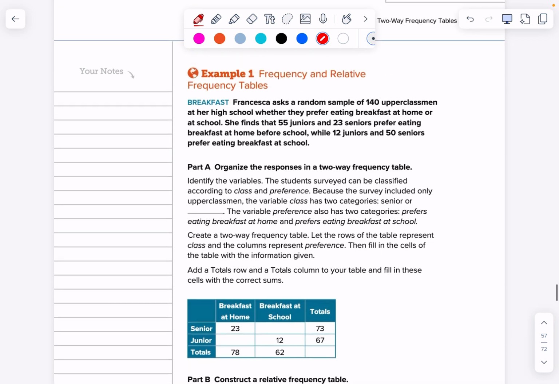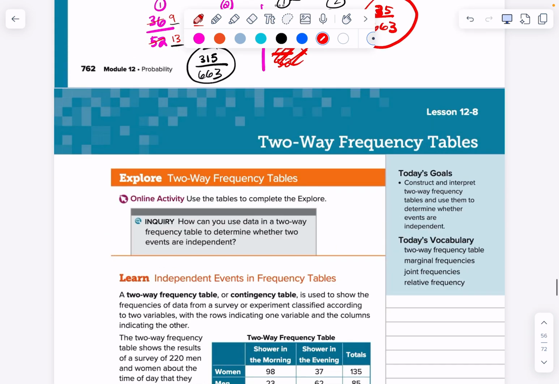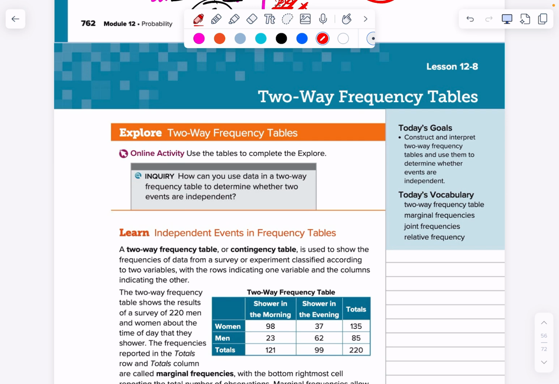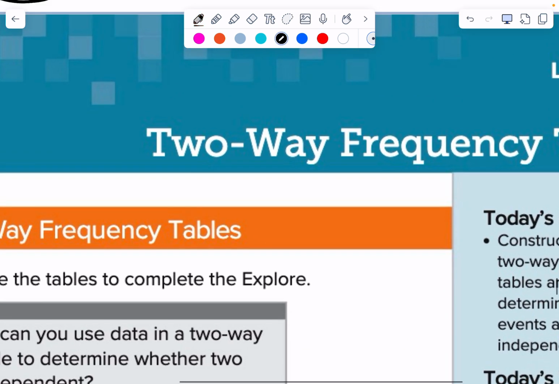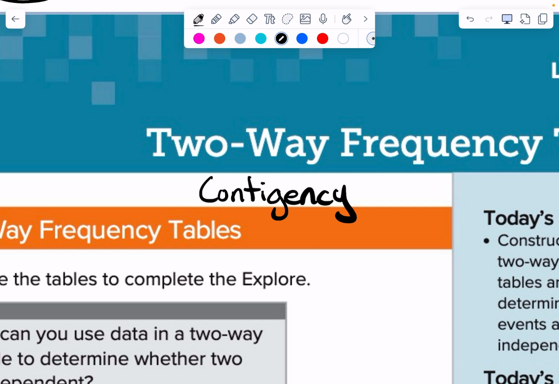All right, we have two-way frequency tables. Two-way frequency tables are also called contingency tables. I think that's kind of a fun word. So we have two things going on. You've seen a two-way frequency table already, like juniors and seniors, and then boys and girls, right? We're trying to match them up in a table. That is a contingency or two-way frequency table.